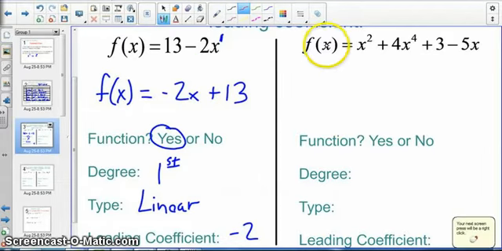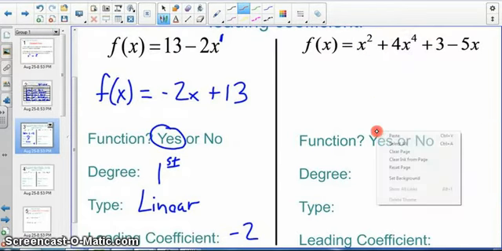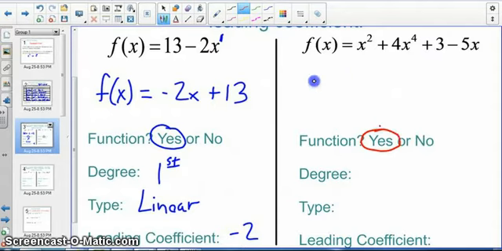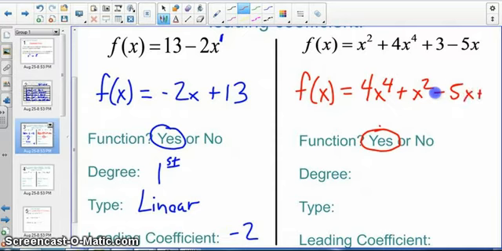Let's look at this next one. F of x equals x squared plus 4x to the fourth plus 3 minus 5x. Well, do you see any negatives or variables that are exponents? No. So yes, this is a function. So I just need to write it in standard form. We start with our highest exponent first, so 4x to the fourth plus x squared minus 5x plus 3. Our degree is the highest exponent, so it's the fourth degree. Our type was quartic because it takes 4 quarts in a gallon. And our leading coefficient is 4.